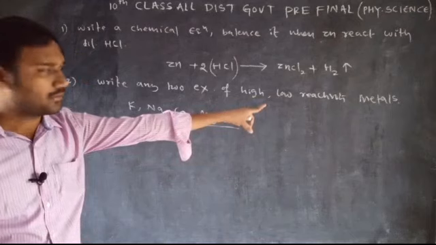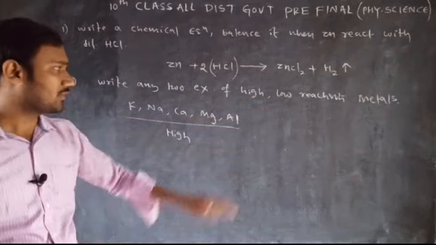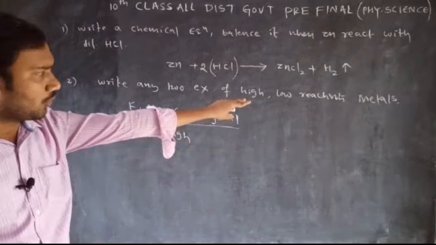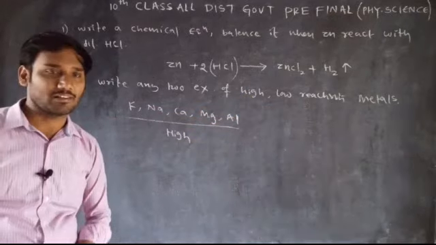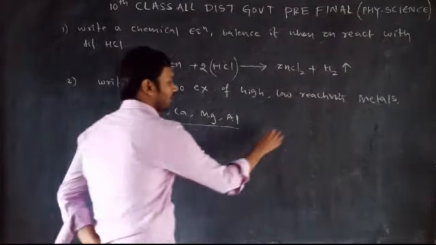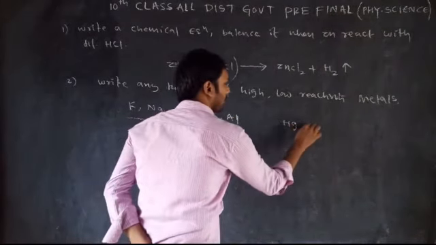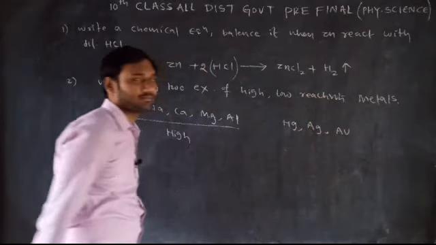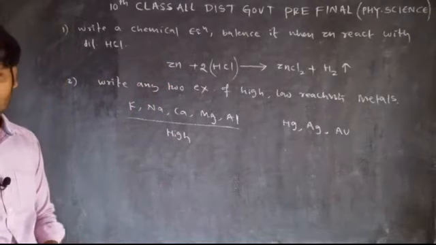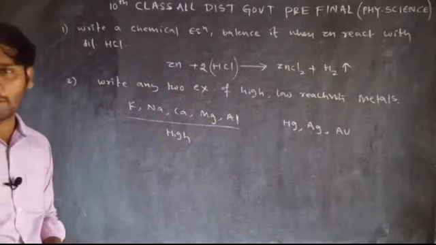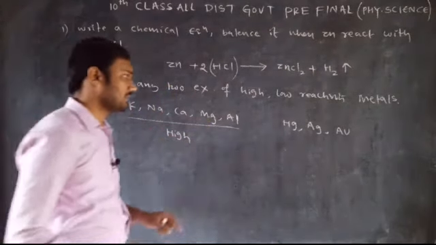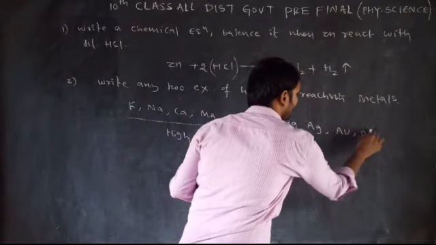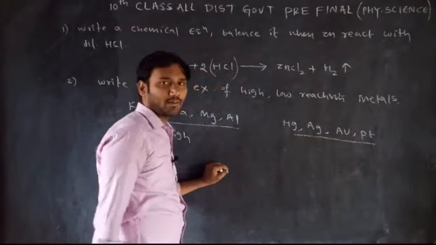And one more, what is he asking? Low reactivity metals. Let us write the low reactive metals. He is asking for 2 metals. Mercury is a low reactive metal, silver is a low reactive metal, and platinum also is a low reactive metal. Silver, mercury, platinum and gold. These are the low reactive metals.